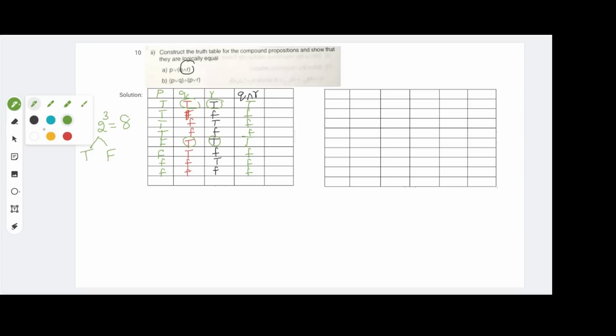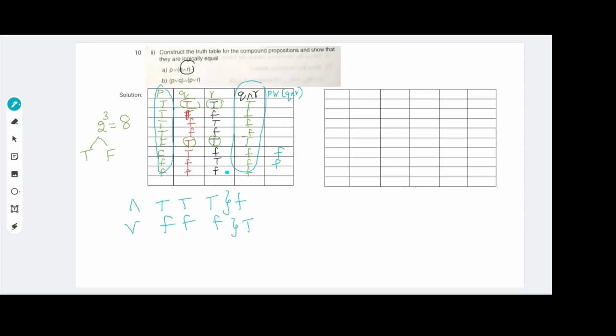Next we take P or (Q and R). Here we have to check the P line and the Q and R line. The condition is OR. For AND, T and T is T, otherwise false. For OR, F and F is F, otherwise all are true. So using that, P and Q and R: T and F should be T. The fifth is F and F, F. The sixth is also F and F, F. The seventh is also F and F, F. The remaining all will be T.